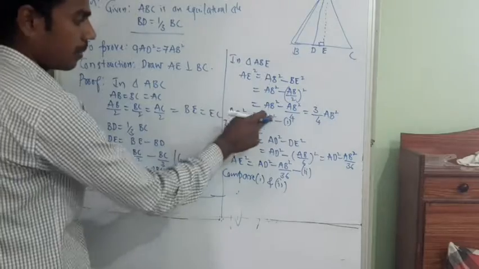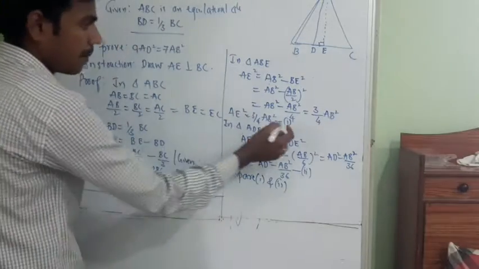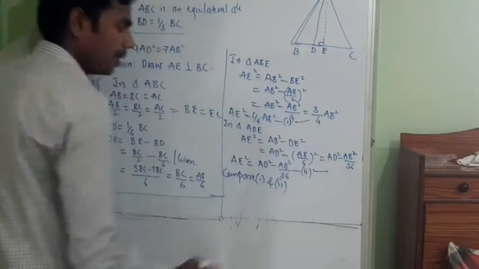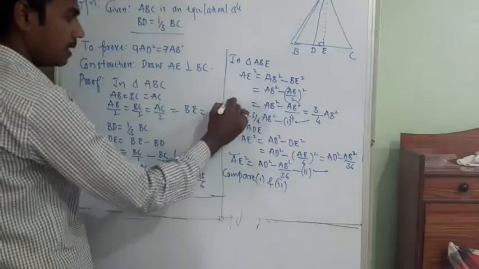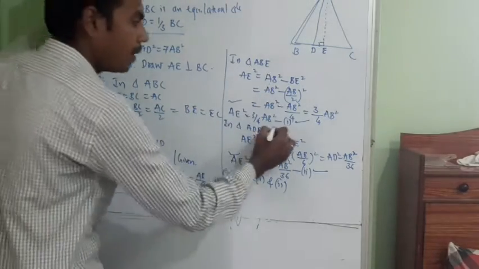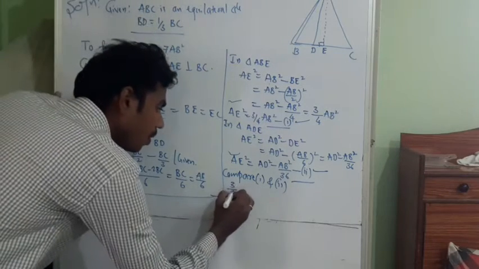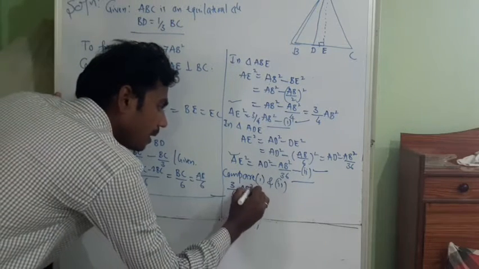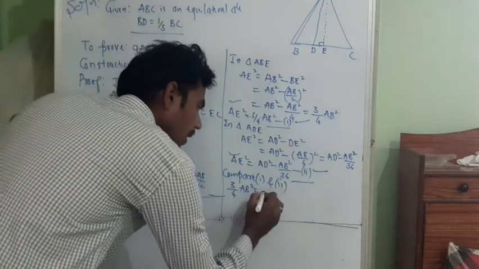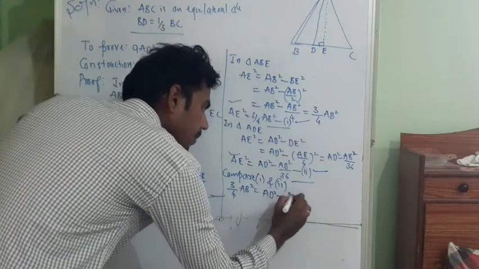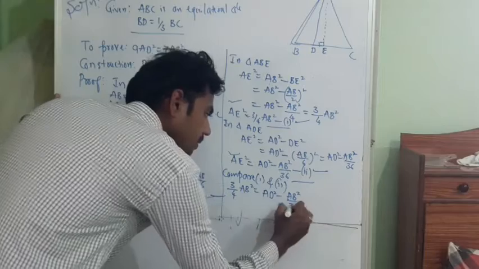A square is nothing but 3 by 4 AB square. So I am comparing 1 and 2. So AE square, this and this is equal, LHS is equal, I can compare RHS. This I am going to compare. 3 by 4 AB square is equal to AD square minus AB square divided by 36.